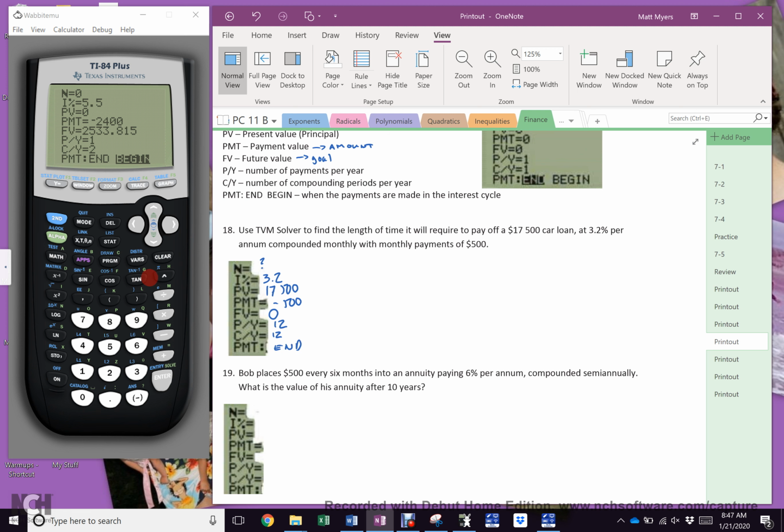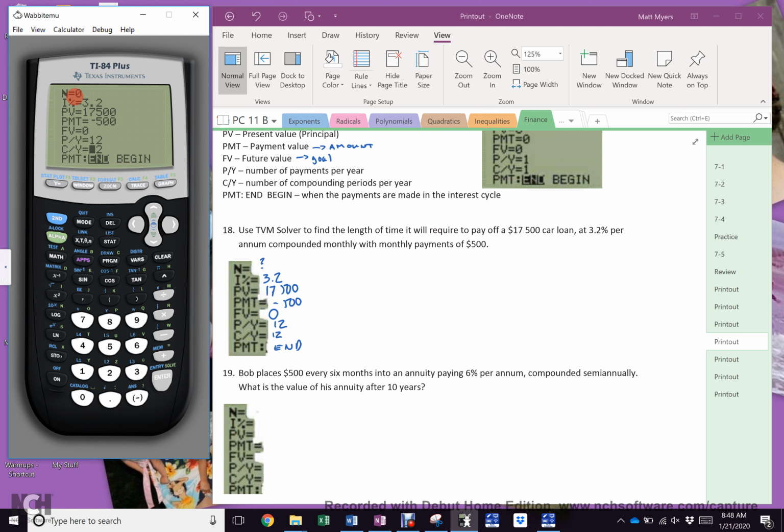Now come over to here and fill this in. Our interest was 3.2. Our present value was $17,500. Our payment was negative $500. Our future value is 0. Our payments per year is 12. Our compounds per year is 12. And we are at the end. Everybody agree?